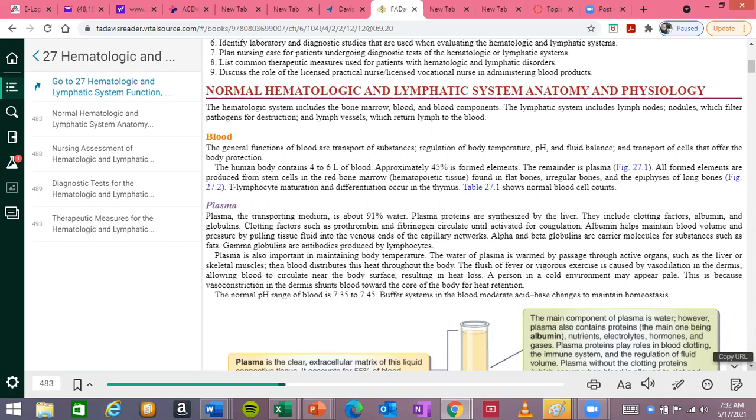And one of the words it points out in plasma that you all need to take heed to is albumin. And you can hear with albumin, it helps maintain blood volume and pressure by pulling tissue fluid into the venous ends of the capillary network. But to simplify, it helps maintain blood pressure. So with decreased albumin, we know that a patient may be at risk for hypovolemia. With increased albumin, patient may be at risk for hypervolemia.